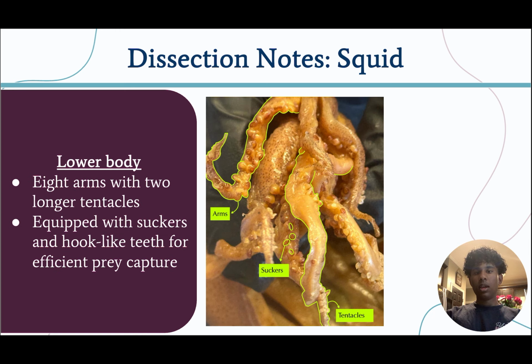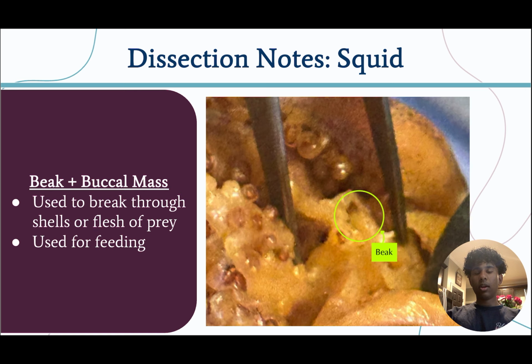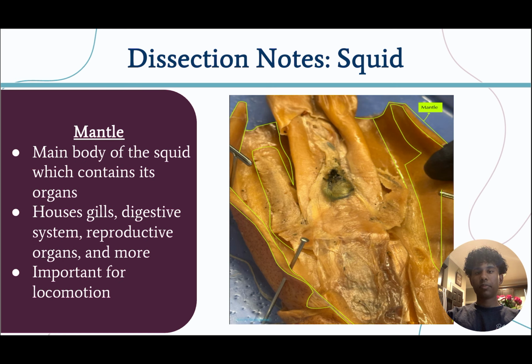In their lower body, they have 8 arms with 2 longer tentacles that are equipped with suckers and hook-like teeth for efficient prey capture. They also have a beak and buccal mass, which is used to break through shells or flesh of prey, and is also used for feeding.